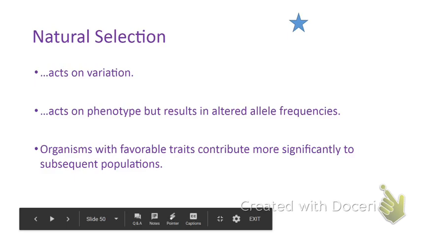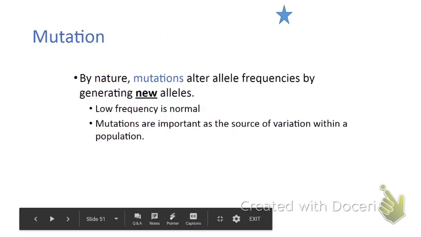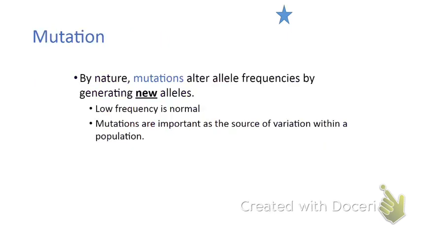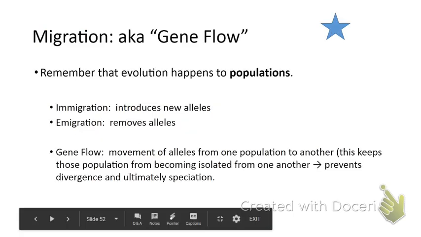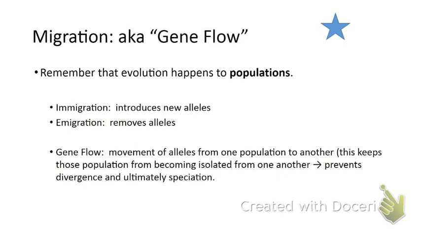Here's natural selection. We've talked about it. Mutation is another way this can occur. Mutation alters your DNA, which alters the allele frequency, right? And remember, the change in allele frequency is evolution. Another way is what we call gene flow, also known as migration. If you think about the gene pool, if people leave a population and go to a different population, the gene pool is changing, right?